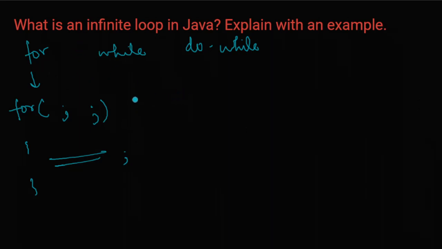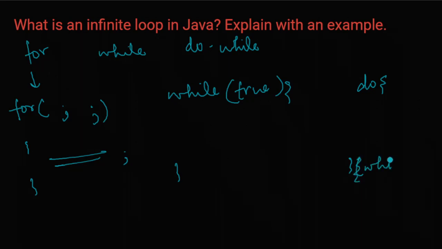That means it will run continuously. Coming to a while one: if we always give it true, then it's not going to stop. Again, the same thing goes for do while: while true, nothing is going to stop. So these are the three ways you can define an infinite loop. That's how it could be done. An infinite loop is actually a block, or you can say a loop, that runs endlessly without meeting the terminating condition.